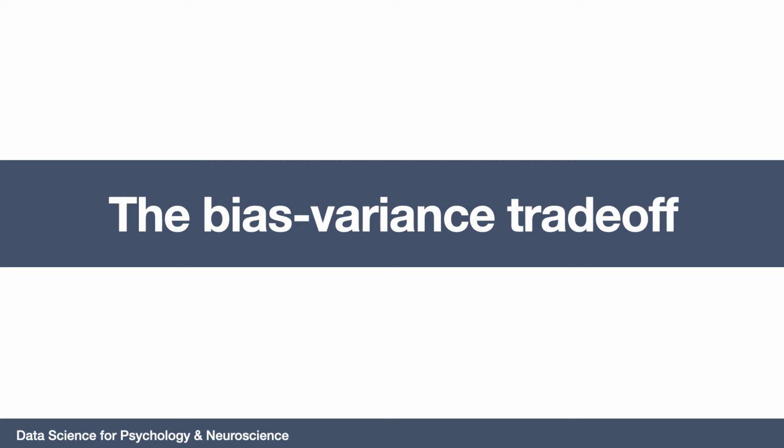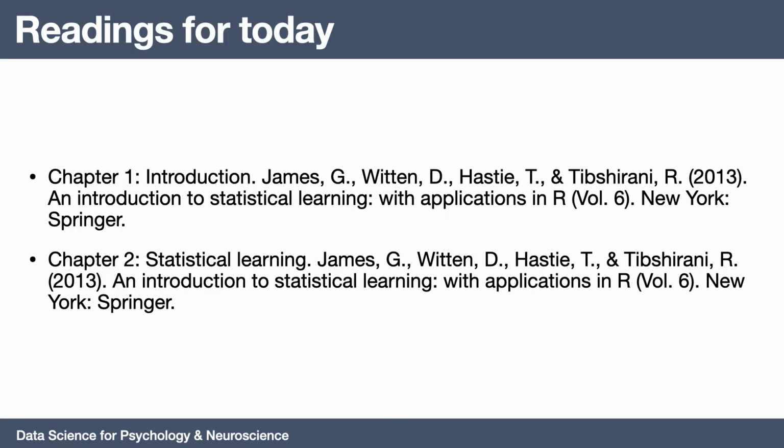In this lecture, we'll be going over the concept of the bias-variance tradeoff, a fundamental constraint in trying to understand the nature of the relations in your data using statistical tools. For this lecture, we're going to go over materials from chapters 1 and 2 in the James et al. book, An Introduction to Statistical Learning with Applications in R. If you have not read these two chapters, please pause, go read them, and come back.